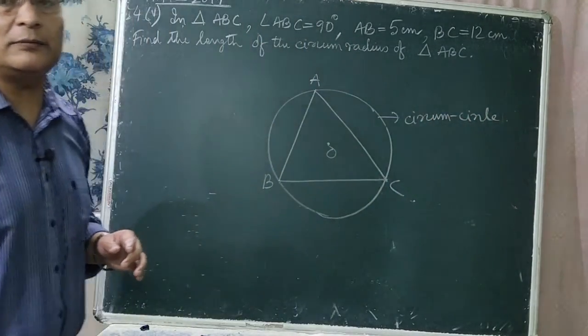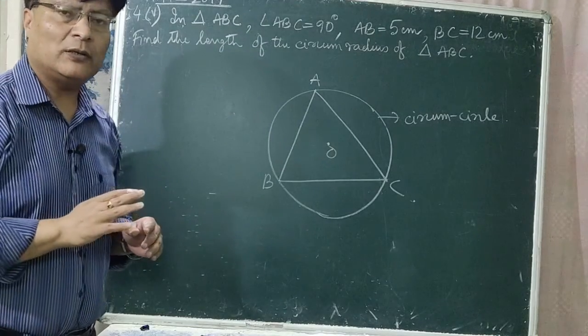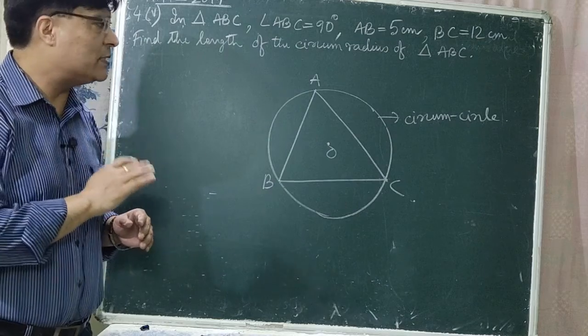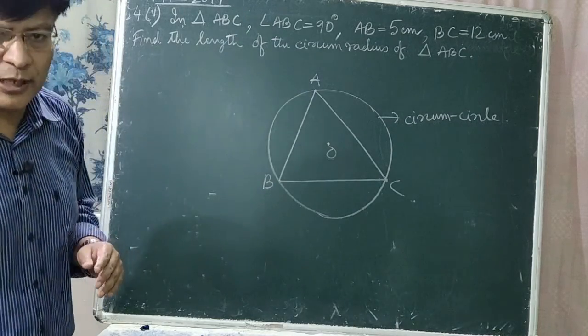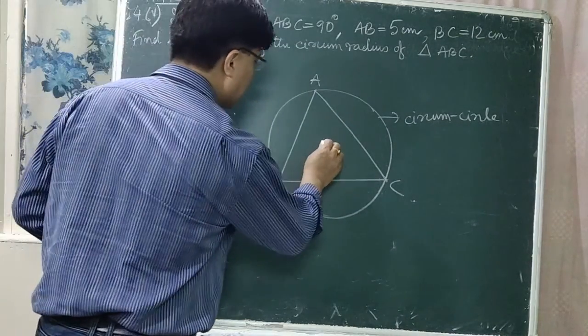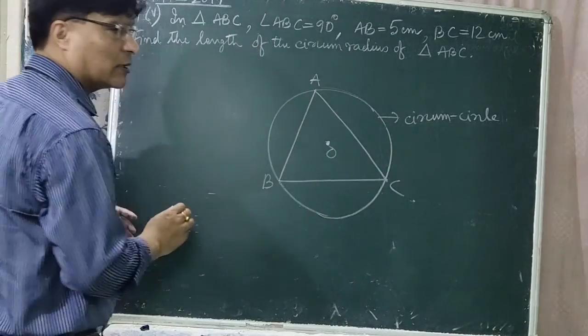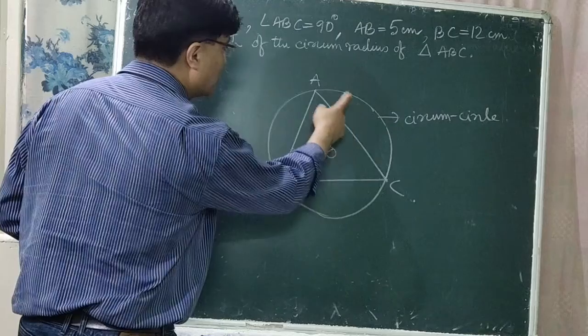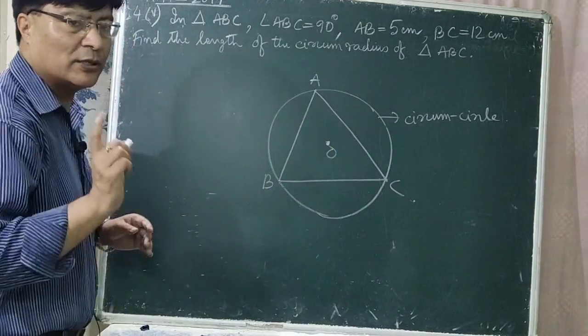What is a circumcircle? The circle which passes through the three vertices of the triangle ABC is known as the circumcircle, and the center of the circumcircle is known as the circumcenter. The center of this circumcircle is known as what?